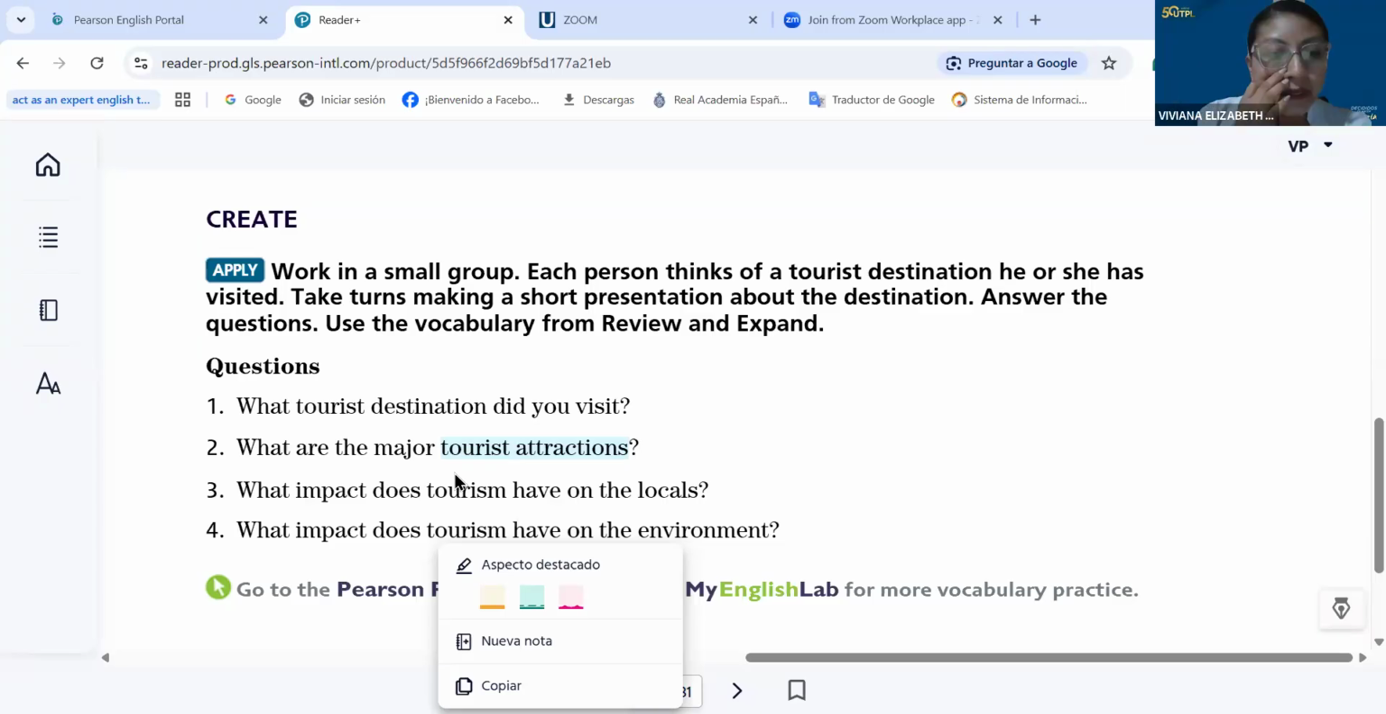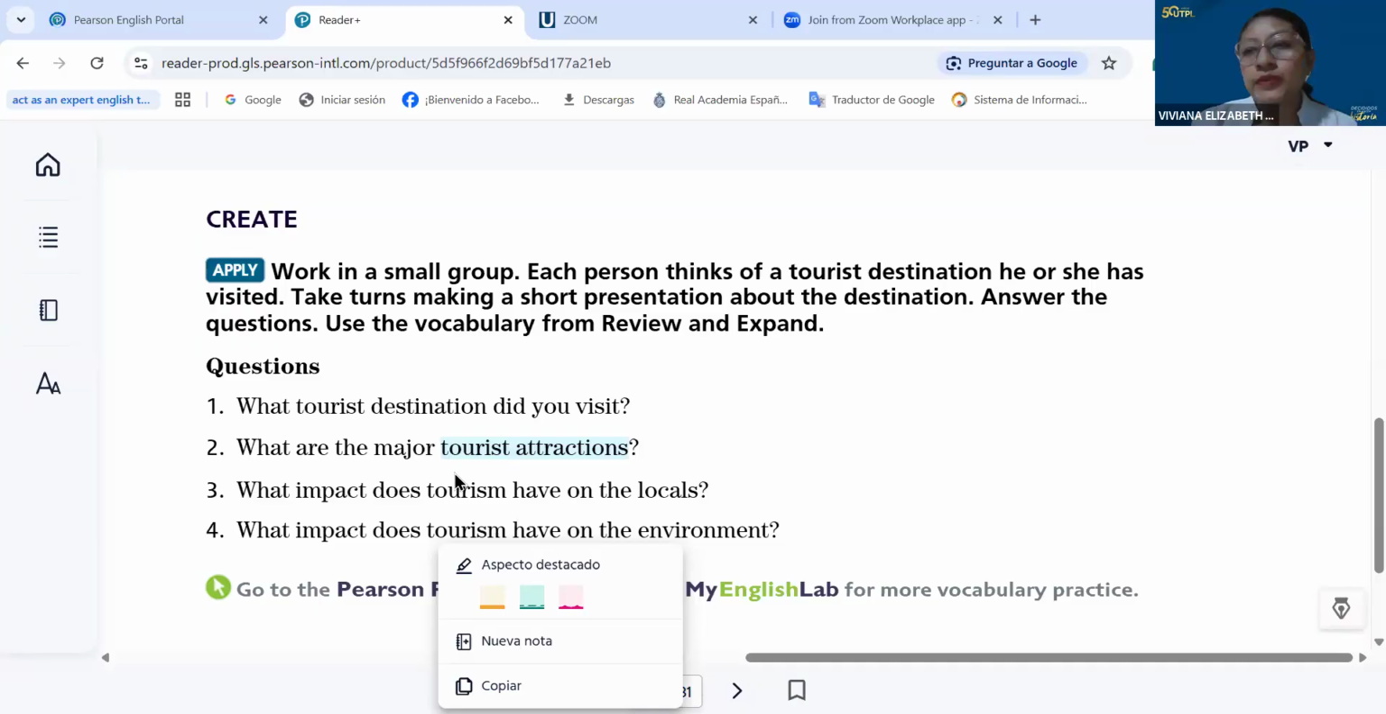Number 3, what impact does tourism have on the locals? From your point of view, what could you notice? Or after that trip, if you haven't analyzed what the impact could be, now you can reflect on that. What impact does tourism have on the locals? The impact was positive, was negative, or can be both as well.